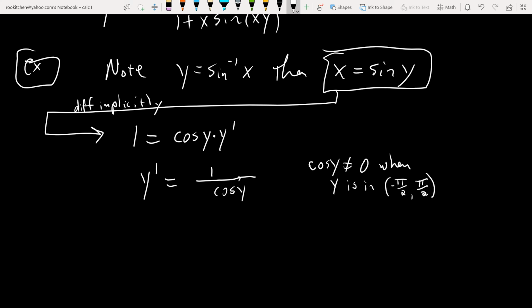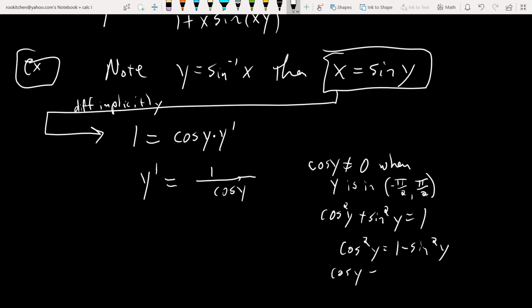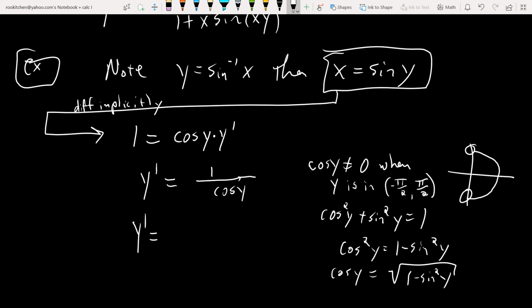Okay, so that being said, we can do some manipulations here with the Pythagorean identity. Off to the side, I'll write cosine squared y plus sine squared y is equal to 1. And so cosine squared y is equal to 1 minus sine squared y. And then cosine of y is equal to plus or minus the square root of 1 minus sine squared y. But on this interval from negative pi over 2 to pi over 2, cosine is positive. Cosine is positive in the first and fourth quadrants. So cosine of y will be equal to just the square root of 1 minus sine squared y.